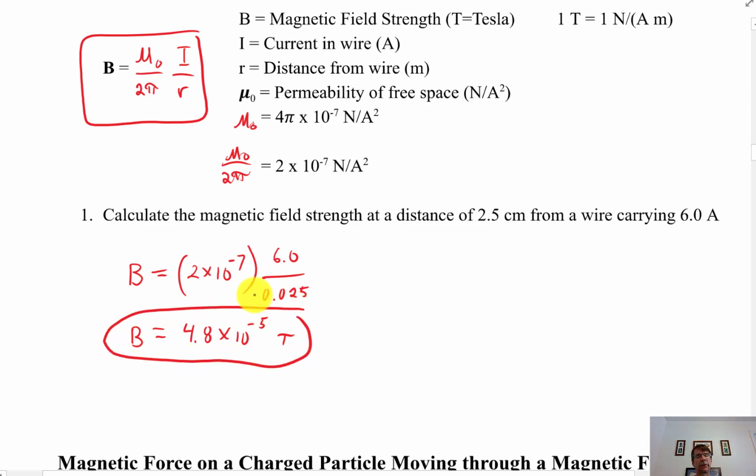That's how strong the magnetic field is at that distance from the wire. That's the strength. And the direction would be tangent to any circle that you draw at that particular location. We don't need to worry about direction yet, but we will eventually.